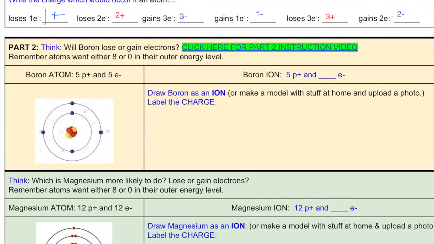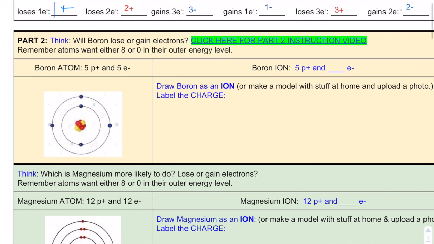Will boron lose or gain electrons? Remember, atoms want to have either 8 or 0 in their outer energy level. So over here on the left side, we see a boron atom, 5 protons and 5 electrons. The protons are the little red ones in the middle, and the electrons are the blue flying around.